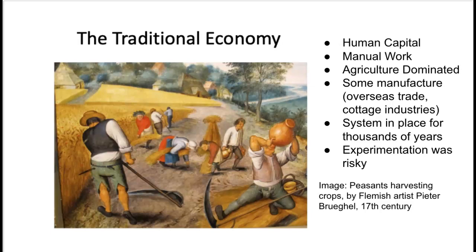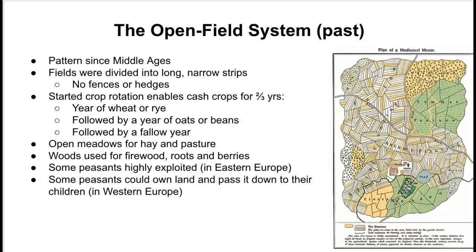The big thing is that in this traditional economy, there's not a lot of change because experimentation is risky. If you change the way that you grow crops, you risk not growing enough and therefore people dying. However, as we know with the scientific revolution, and we know with this time of change, change is inevitable. And we call this the agricultural revolution.